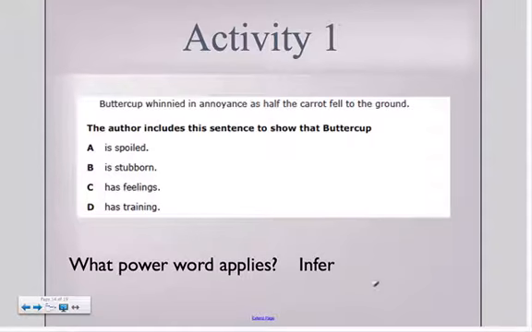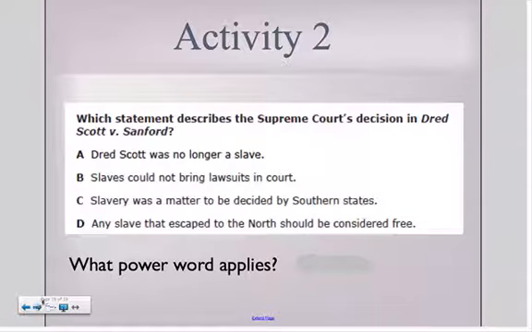I hope you got it. Infer. So the key part is that it gave you a sentence and said the author includes a sentence to show what? Well, you may have even said predict, and that's very close. But infer is very close to a prediction. So if you said prediction, you got credit too. But this one is much more of an infer: looking at a sentence and what I can infer about it, as opposed to what will happen next with a prediction. Okay, here's our second one.